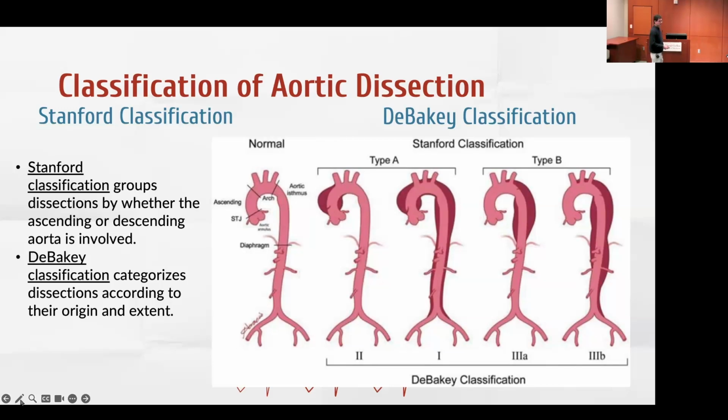Type 2 also requires surgery. These involve and are usually restricted to the ascending aorta. And then type 3 involves the descending aorta and most often extends distally. Type 3 is subdivided into type 3A and type 3B. Type 3A is limited to the descending thoracic aorta just above the level of the diaphragm. Type 3B is below the diaphragm.